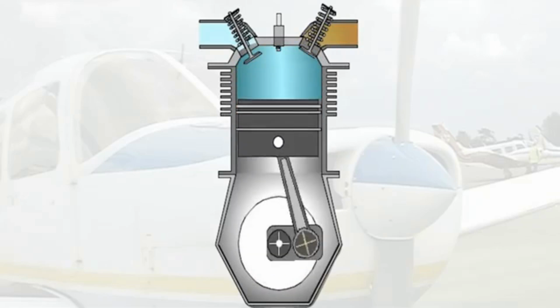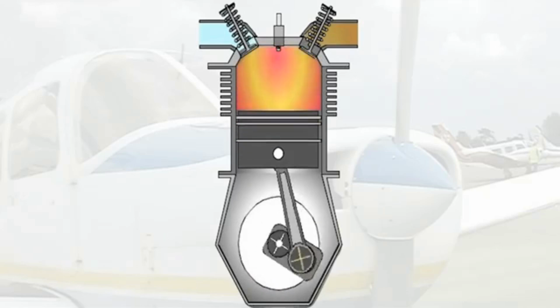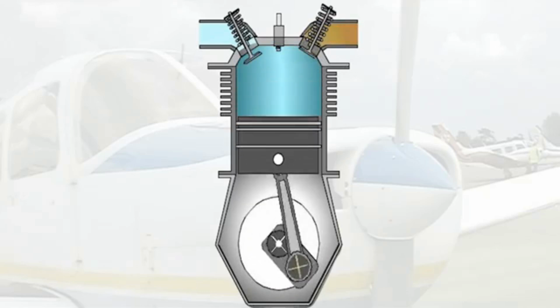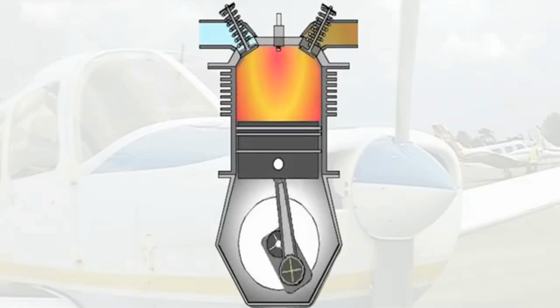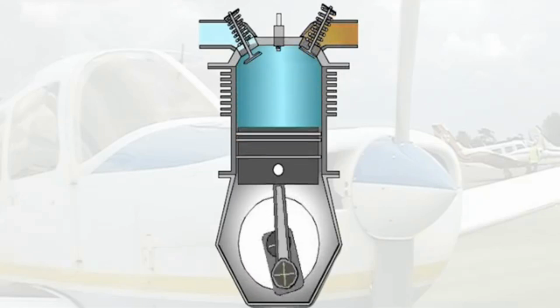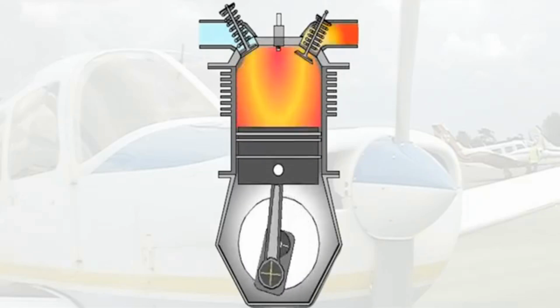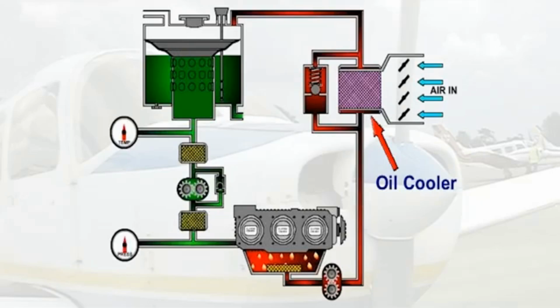The primary task of the oil is to reduce friction and wear, but it has a number of secondary functions which are extremely important. Perhaps the most important of these secondary tasks is that of cooling. The flow of oil through the engine picks up heat, which is then dissipated in an oil cooler.